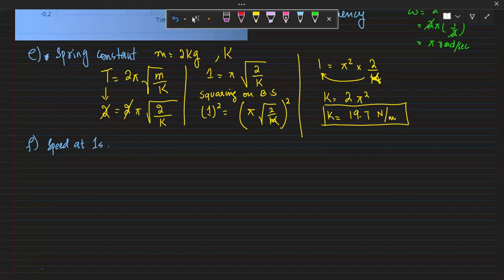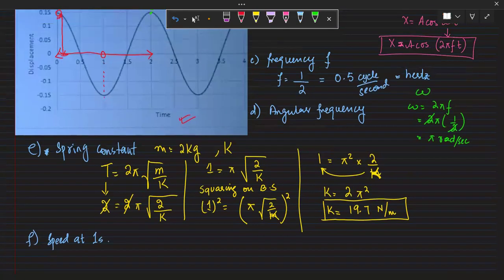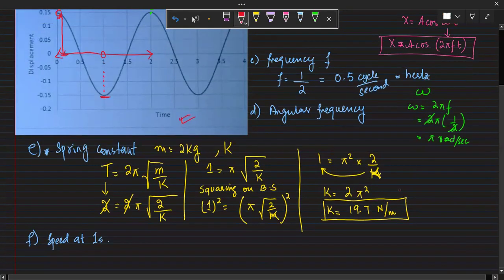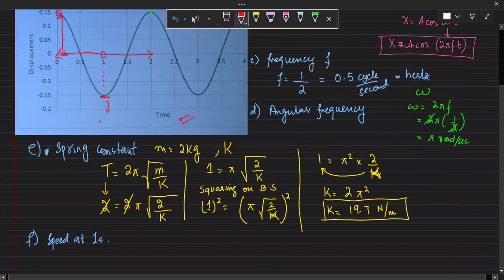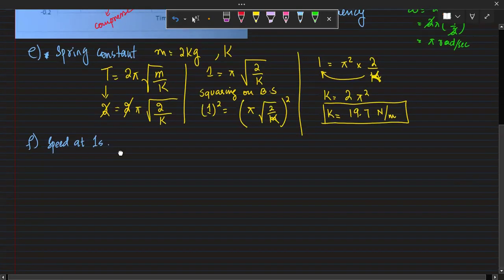If we look at the graph, we'll see that at 1 second the graph is at the maximum point, but below the x-axis. This shows that the spring is completely compressed, right? It is compressed. So if I draw it, the spring is like this here. When you stretch it, this is going to be your maximum point. x is going to be max here, where the v becomes 0.